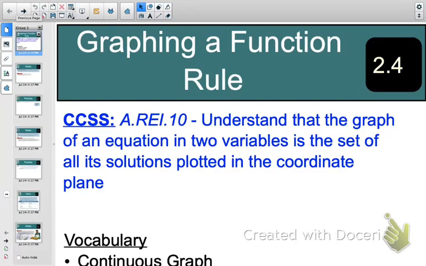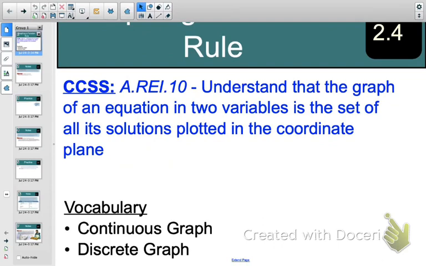What's up, folks? Today we're going to be looking at 2.4, graphing a function rule. I'll show you how to graph things by hand, and then I'm going to show you how to use your graphing calculators. A.REI.10 is the Common Core State Standard.